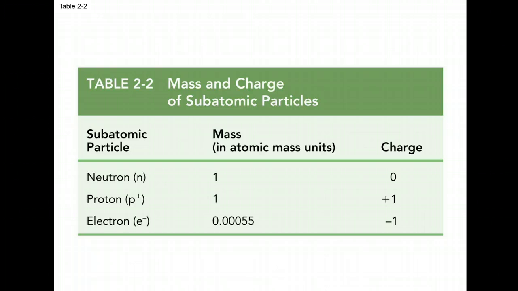Table 2.2 reviews the subatomic particles that make up atoms. You have the neutron with no charge, protons with a positive charge, and electrons with a negative charge. The neutron contributes 1 mass unit, the proton contributes 1 mass unit, and the electron, which is significantly smaller than the proton and neutron, really does not contribute to the overall weight or mass of an atom.